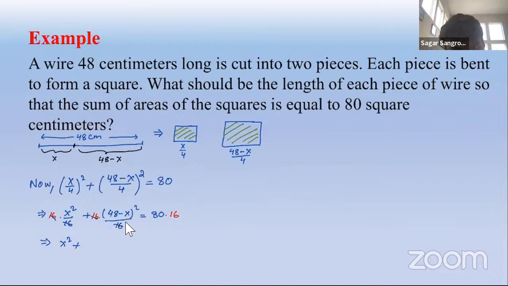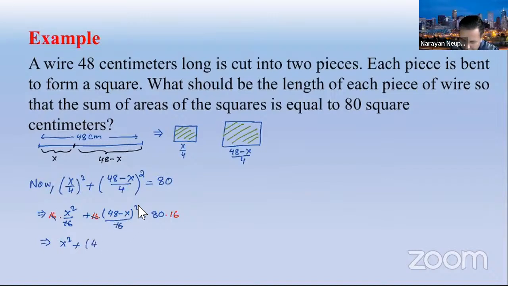What we have here, now look at the screen, everybody, is 48 minus x quantity squared. The meaning of that is 48 minus x times 48 minus x. That is the meaning of that quantity squared. Okay. And on the right, you have 80 times 16. Please multiply that on your calculator. It should be 1,280. 80 multiplied by 16 is 1,280.